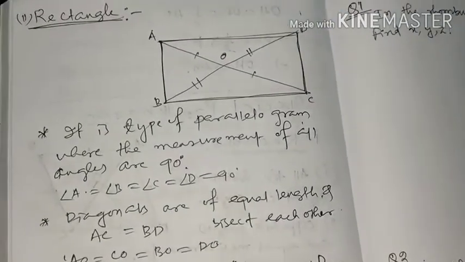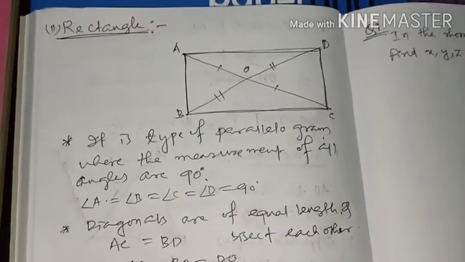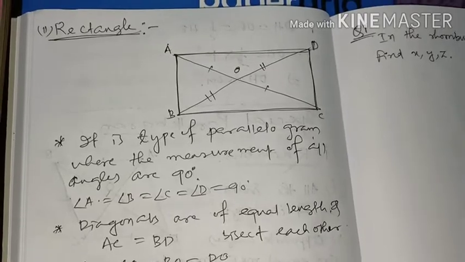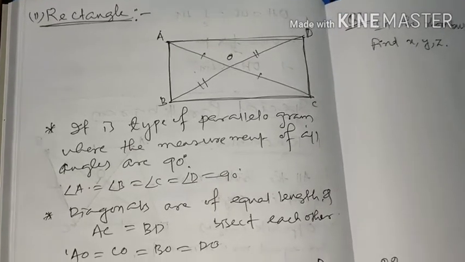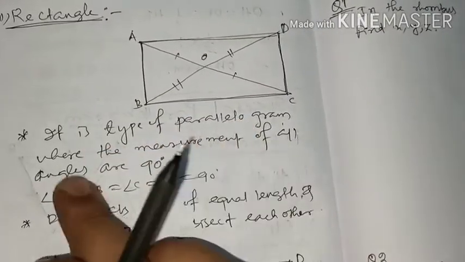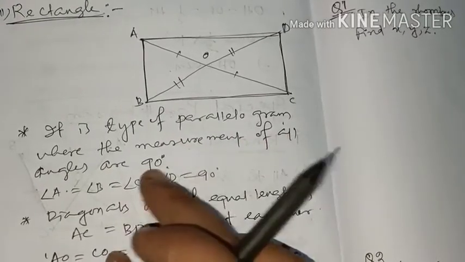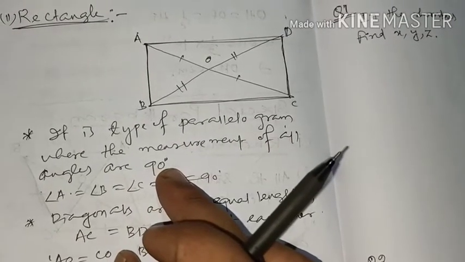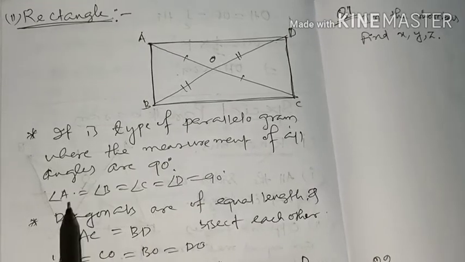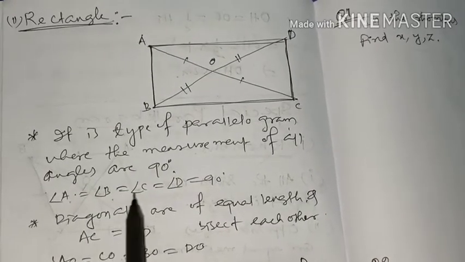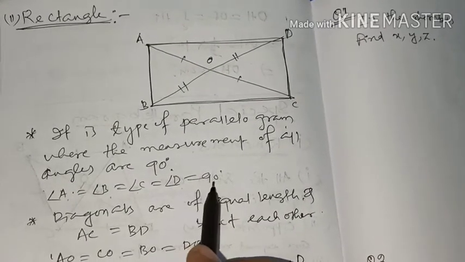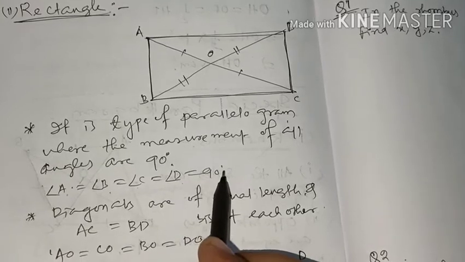You know that. But what is the speciality of a rectangle? We have to know. It is a type of parallelogram where the measurement of all angles is 90 degrees. It means angle A is equal to angle B is equal to angle C is equal to angle D, all equal to 90 degrees.